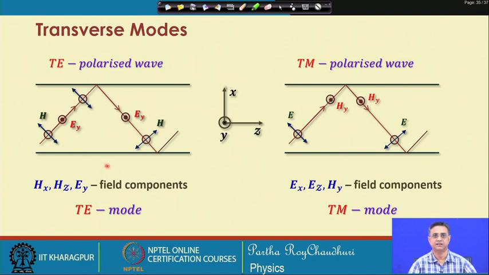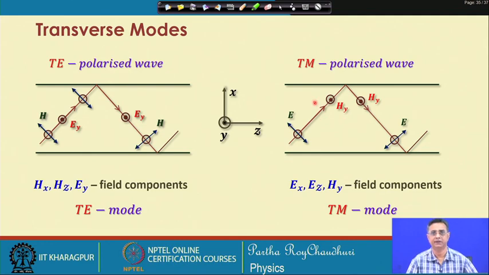So, for such a structure we can see that the electric field is purely tangential. So, that is represented by E y, whereas the magnetic fields will have two components H x and H z for this TE polarized wave, and with respect to the structure, when the waves will be guided in this structure, we will call this a TE mode.